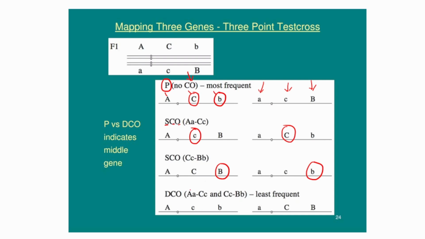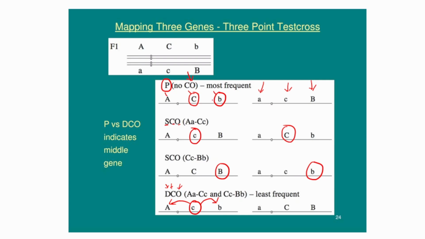Now let's explain what's happening in the last row, that is denoted as DCO, that stands for double crossover. First, remember what DCO means. A double crossover means two crossover events happen in the same meiosis, one on each side of the middle gene. This is the middle gene. So crossing over will happen on the left side and the right side.